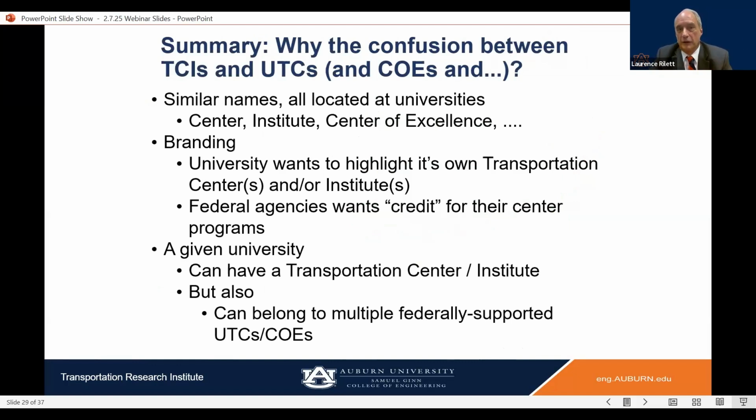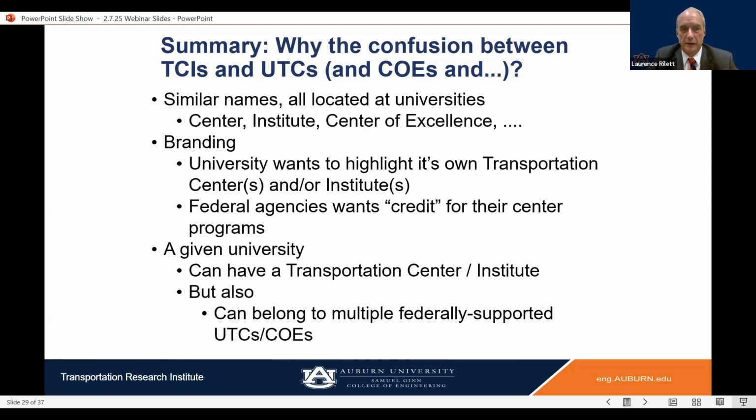So in summary, the reason we wanted to do this was to try and clear up some of the confusion between university transportation centers and institutes and the federally funded university transportation centers and centers of excellence and any other term that would come up from there. So why is there confusion? Well, they have similar names. They're all located at universities, right? They have center, institute, center of excellence.